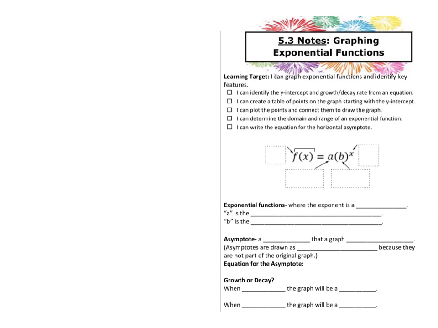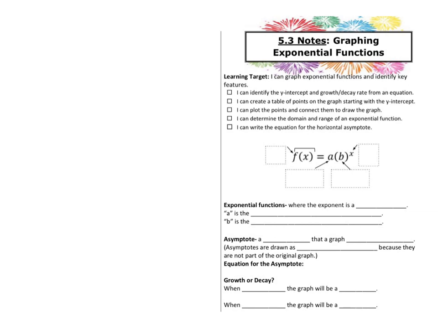We're going to need to be able to create a table of points on the graph, starting with the y-intercept. We're going to need to be able to plot the points and connect them to draw the graph. We're going to need to be able to determine the domain and range of an exponential function. And we're going to need to be able to write the equation for the horizontal asymptote. Good news, that horizontal asymptote is always the same equation in this class.